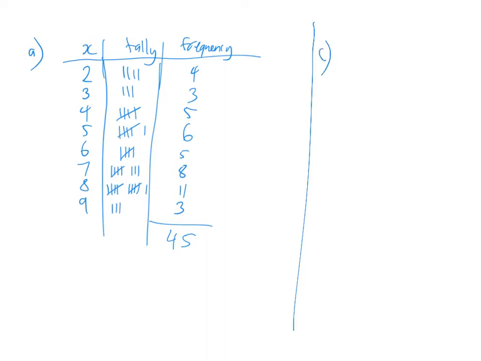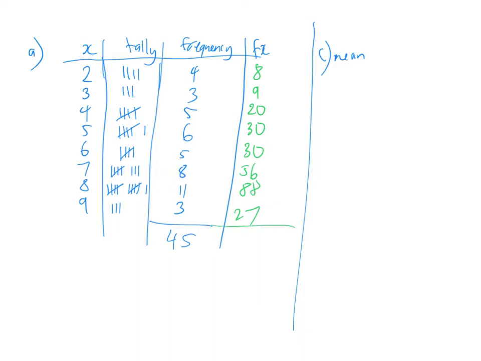So part C, we want to find the mean. Now to help us do that, let's insert our f of x column as well. So remember, f of x, it's each of the frequencies times the score. So that's going to be 8, 9, 20, 30, 30, 56, 88, 27. That adds to 268. So that's my sum of f of x.